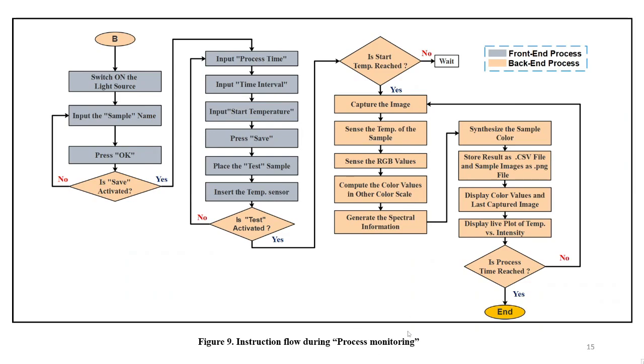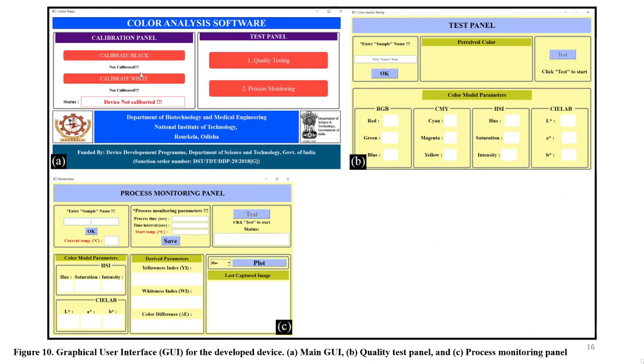In the process monitoring mode, we can analyze the process of any given system, for example the crystallization process of the oleogels. This is the flow diagram of the crystallization process monitoring system. Now this is the main software that has been developed. First is the calibration panel, where we have to calibrate this system. Then we have the test panel, where we have the quality testing and the process monitoring testing. This is the test panel for the quality testing, and the second one is the test panel for the process monitoring system.